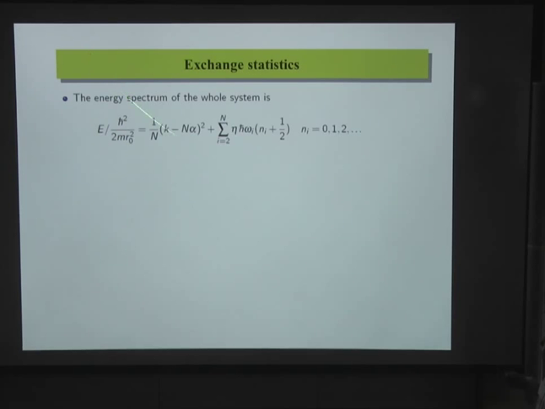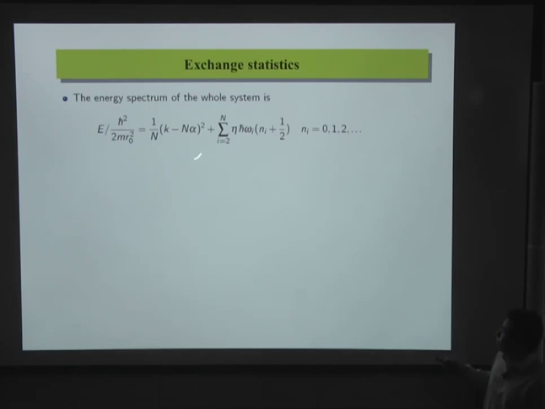Okay, now if you look at this Hamiltonian, we try to find the energy spectrum for this whole system here. And if you look at this spectrum, the last part is actually just the interaction part. And to minimize the energy, you just want to take Ni equal to 0, right? Because the energy gap is eta h bar omega, which is very large. So you just take all Ni equal to 0. So that's the ground state.